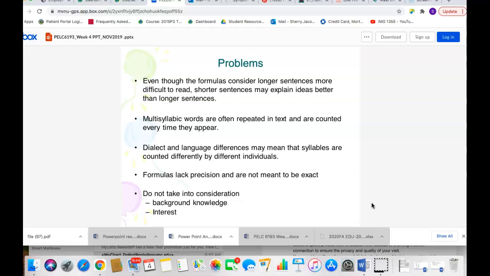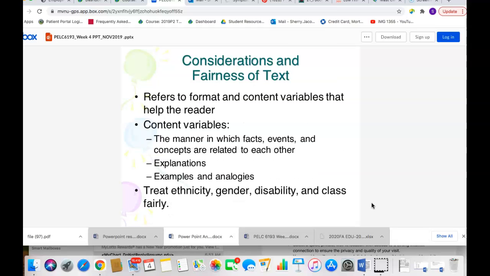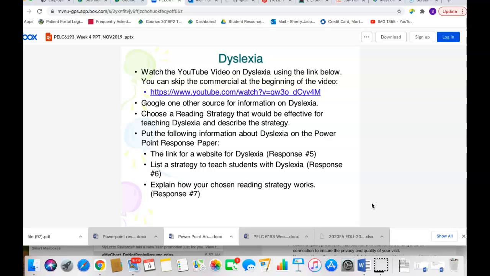And these are some of the pitfalls with readability formulas. And here is a YouTube video on dyslexia that I would like you to watch. What I'm hoping to do with this is to give you a good background, or solid schema, to connect to as you begin to work on, if you have not already done so, your dyslexia assignment that is due in week 5.